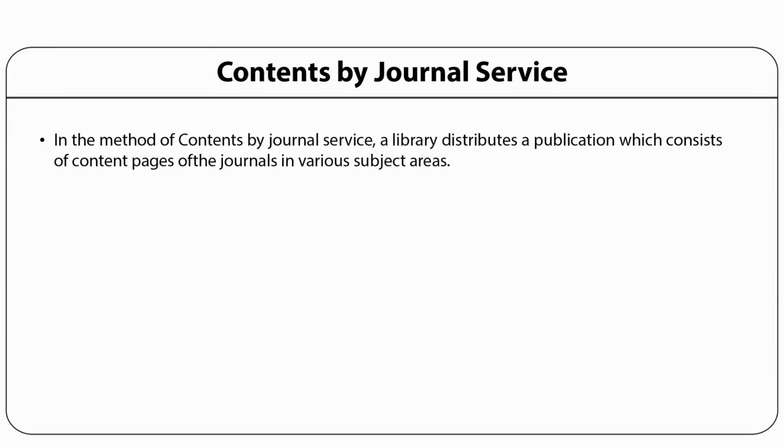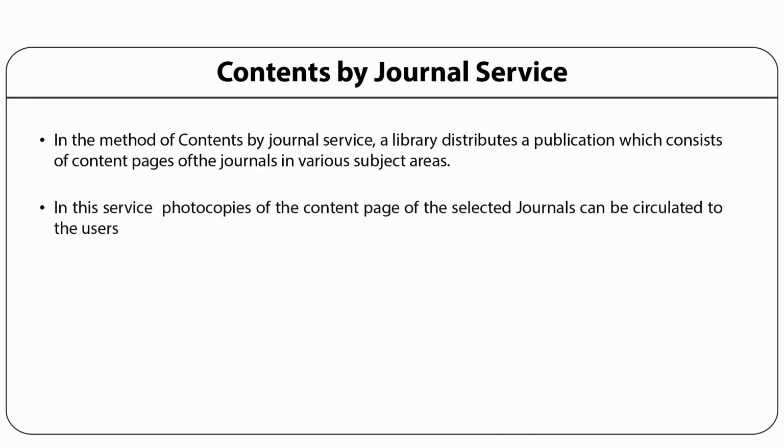Contents by journal service. In the method of contents by journal service, a library distributes a publication which consists of content pages of the journals in various subject areas. In this service, photocopies of the content page of the selected journals can be circulated to the users.